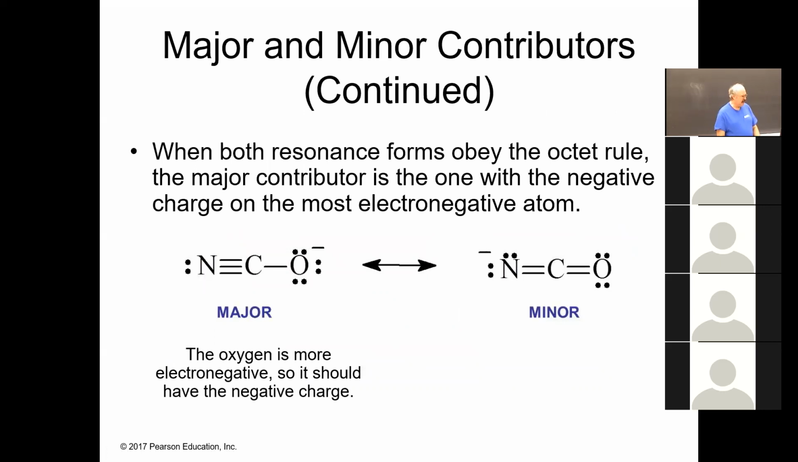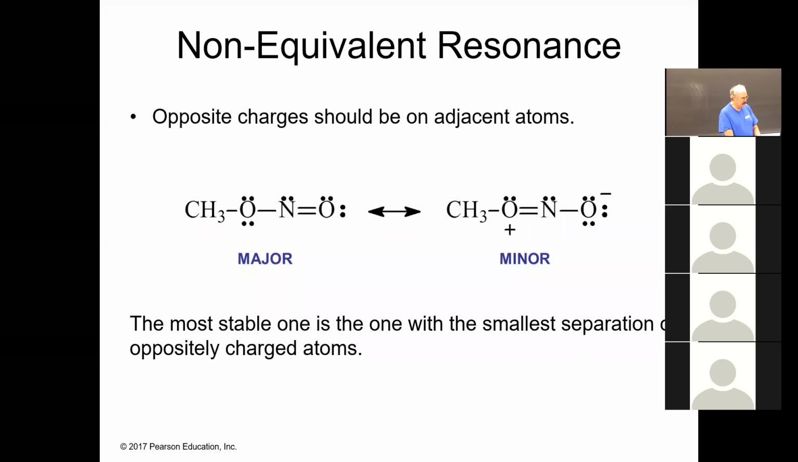Here we have the cyanate ion, and the major contributor has the negative charge on the oxygen, the minor contributor has it on the nitrogen. Oxygen is more electronegative than nitrogen. And then here is an example of charge separation versus no charge separation.